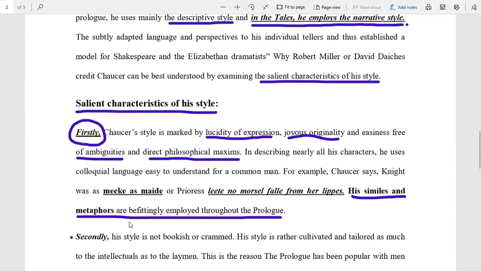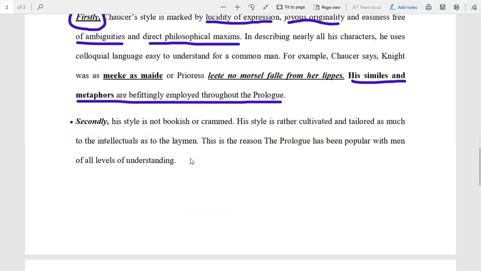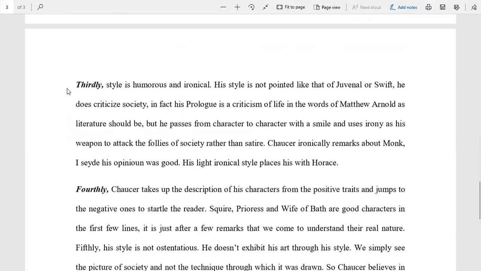Secondly, his style is not bookish or crammed. His style is rather cultivated. What type of style is it? His style is cultivated and tailored as much to the intellectuals as to the layman. This is the reason the prologue has been popular with men of all levels of understanding. Then comes the third feature.